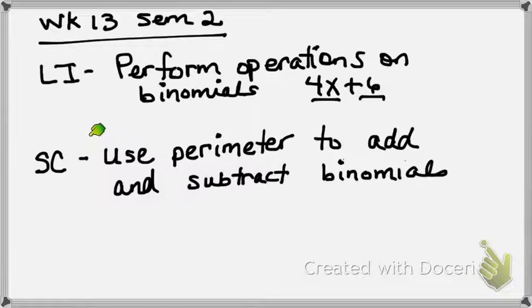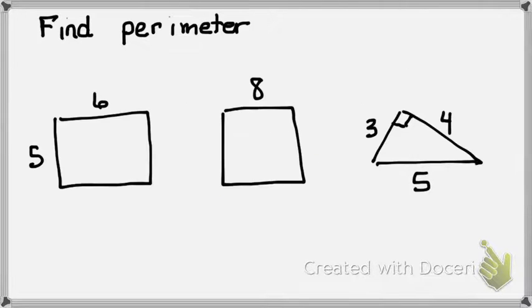So specifically to this lesson, we're going to use perimeter to learn how to add and subtract binomials. And to start off with, we need to refresh our memory on what perimeter is. Remember that perimeter is simply the distance around an object. No, not any more complicated than that. We just add up all the sides to find perimeter.